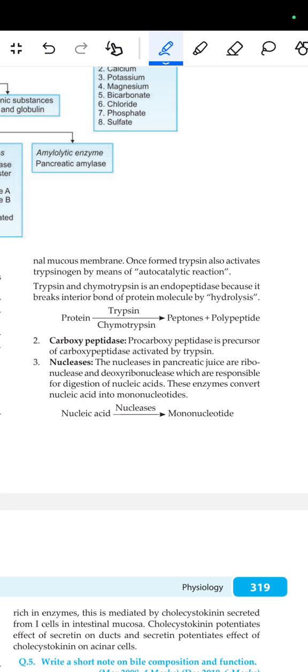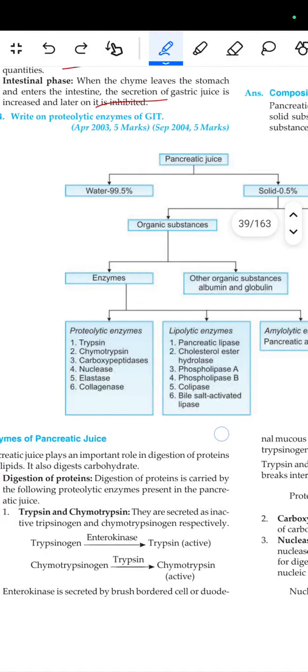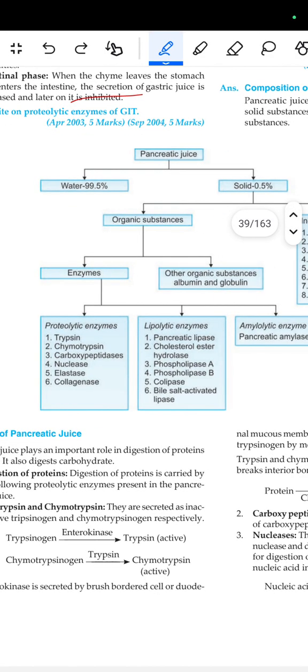तो प्रोटीन को ट्रिप्सिन, कीमोट्रिप्सिन, पेप्टॉन्स, पॉलीपेप्टाइड्स में कन्वर्ट करेगा। फिर यहाँ पर दिए हुए पैनकैटिक जूस में वाटर होता है 99.5%, सॉलिड होता है 0.5%. ऑर्गेनिक सब्सटेंस होता है एंजाइम और अदर ऑर्गेनिक सब्सटेंस एल्बुमिन एंड ग्लोबुलिन.